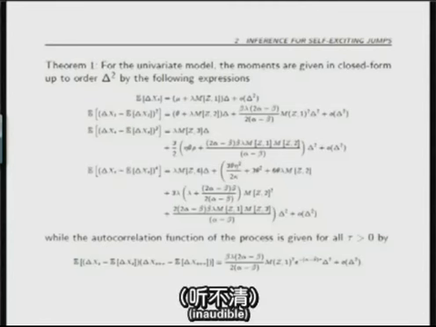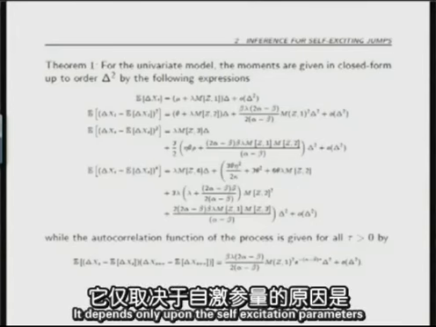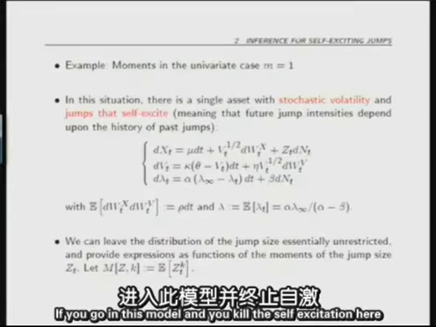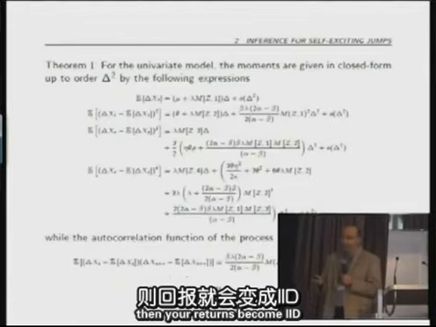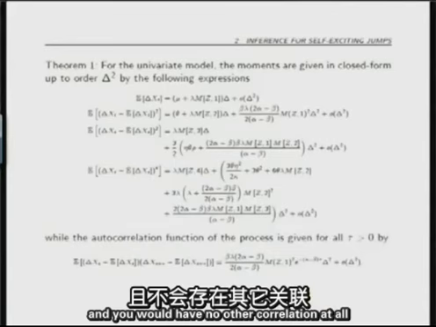As to the autocorrelation function, then it depends upon the self-excitation parameters, not surprisingly. It depends only upon the self-excitation parameters, because without that, returns would be IID. So if you go in this model and you kill the self-excitation here, then your returns become IID, and you would have no autocorrelation at all. Okay?